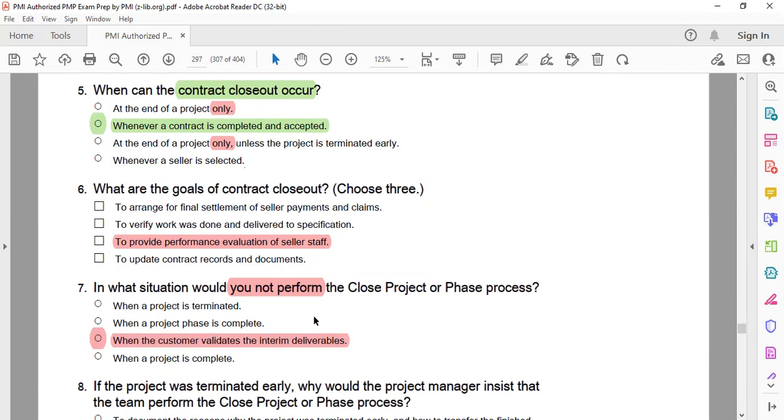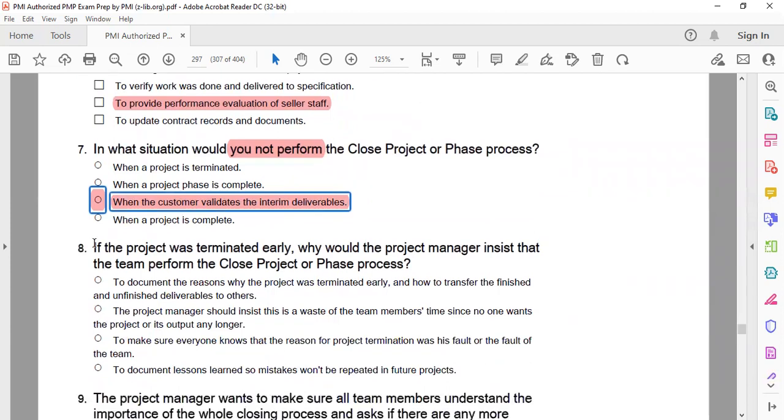In which condition would you not perform the closing of the contract or the phase of the project? As I'm saying again, the whole answer is okay except the word interim. If the word interim is removed, everything will be correct.